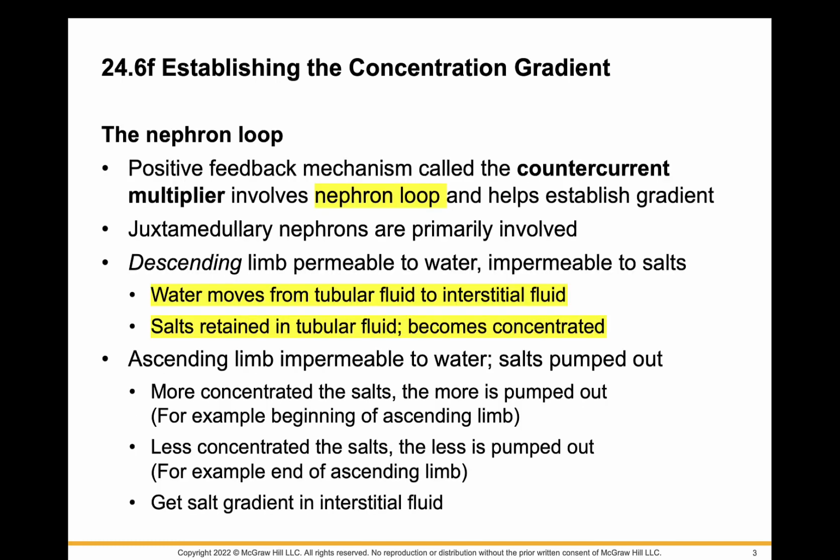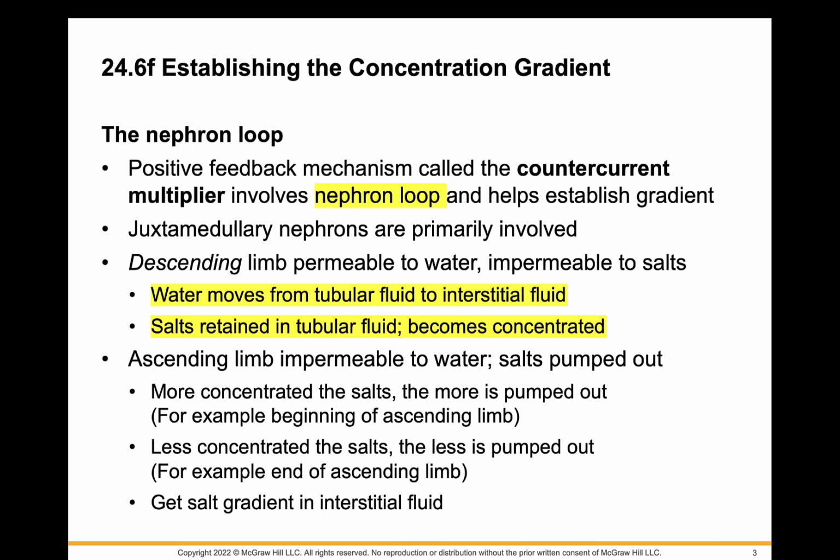Now, there's going to be two structures that we're going to address here, and they're going to have names that are very similar. The first that we're going to look at is the nephron loop. The nephron loop is a positive feedback mechanism, and it is referred to as the countercurrent multiplier. So once again, this involves the nephron loop, and here we are actually establishing the gradient. That's important. The gradient is being established through this mechanism. The nephrons that are primarily involved are juxtamedullary. Remember, they're the ones that have the nephron that goes deep into the medullary regions of the kidney.